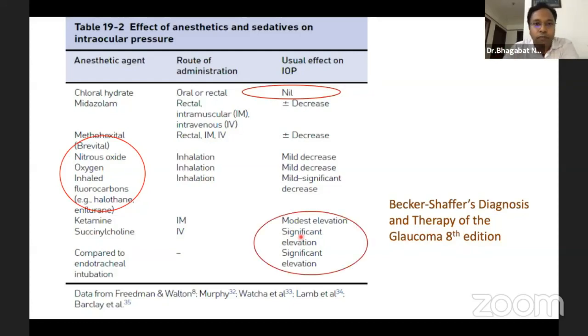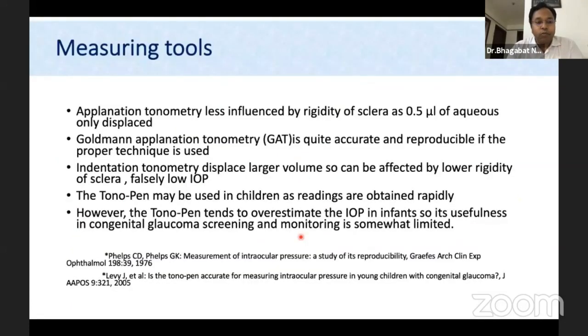So we should know what agents we are using, what the anesthesia people have used for the induction or sedation. That knowledge we should have. And coming to the measuring tools, there are many research papers from the last 30-40 years, comparing all the tonometers.